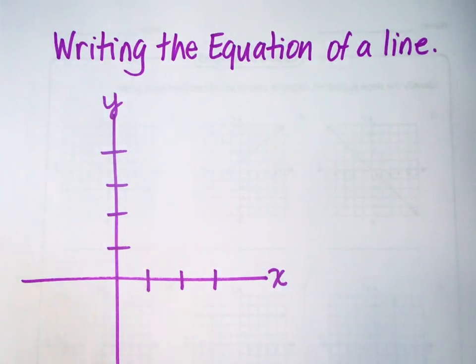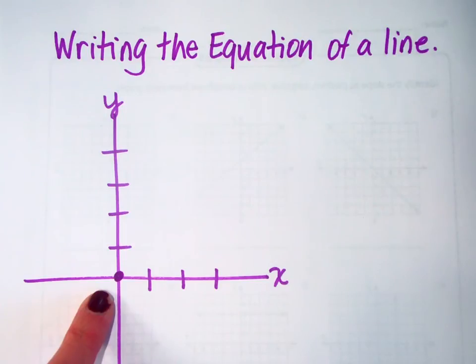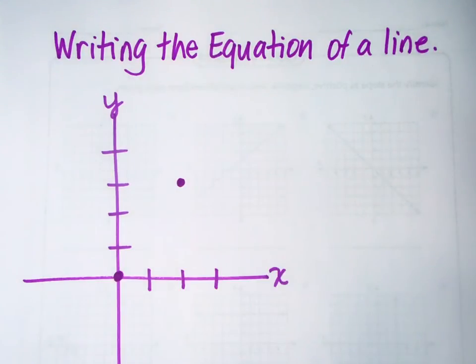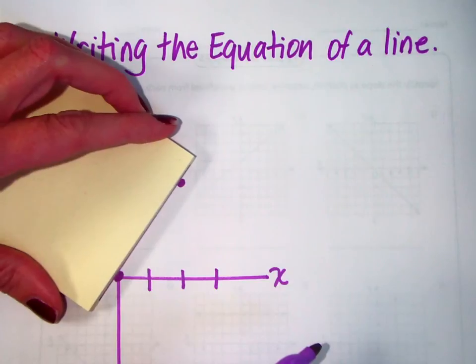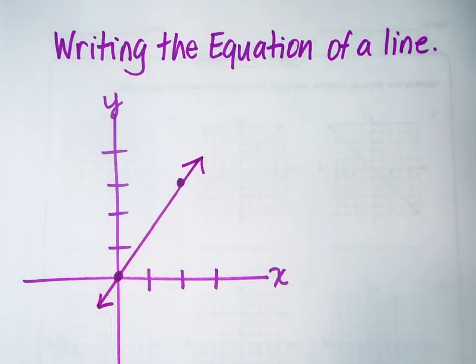Then to make the line, let's have a point right here at the origin, 0, 0. And at 2, 3. And then you can just go ahead and connect those. We have a line. We're going to be writing the equation for this line.